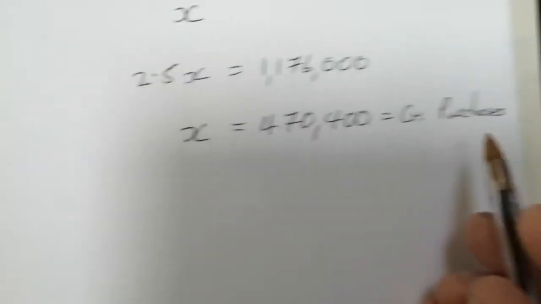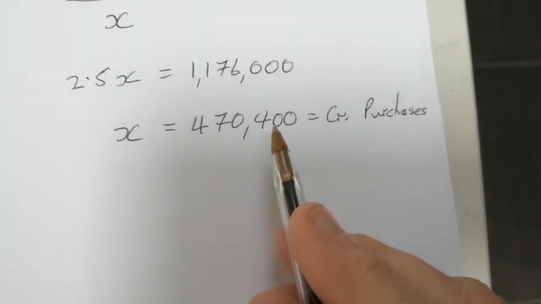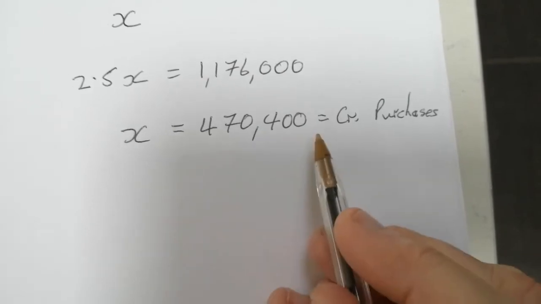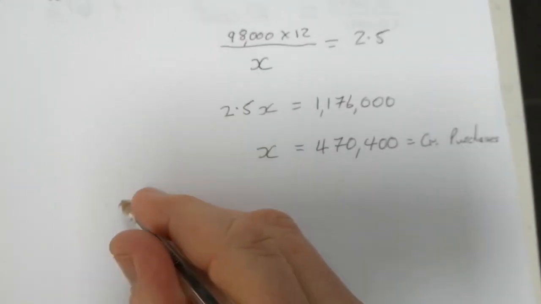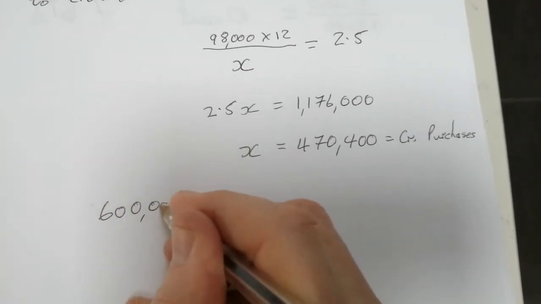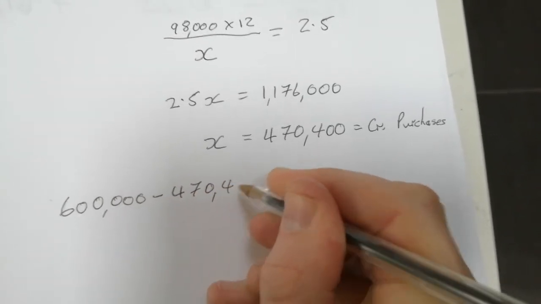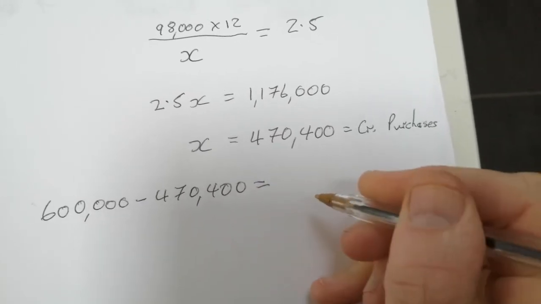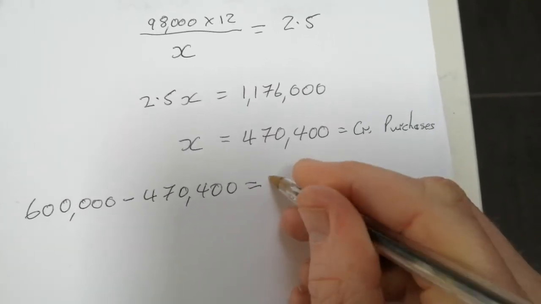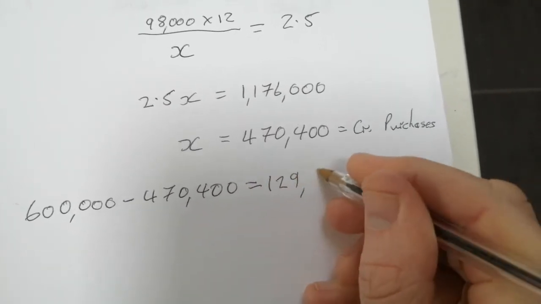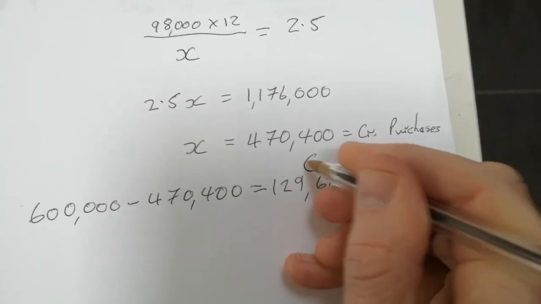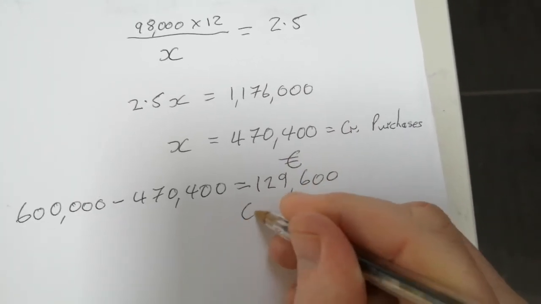We already know that that's the total purchases. We already know that the credit purchases is 470,400. So we just need to subtract 600,000 minus 470,400, which is equal to 130,600. Okay, and that's your cash purchases.